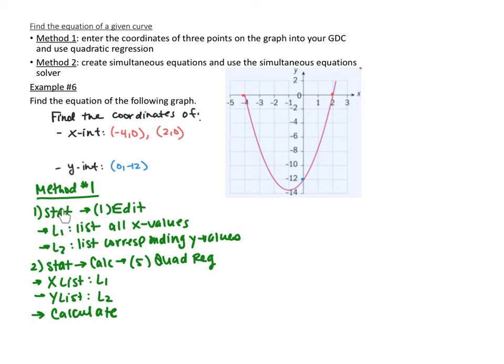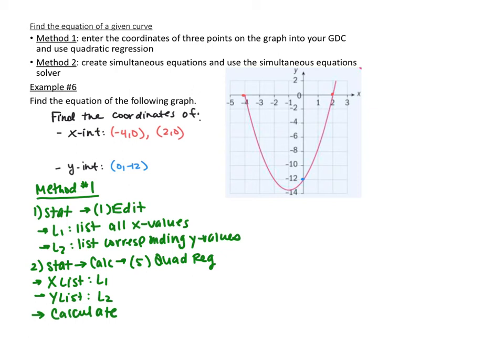So you're going to go into Stat, go to Edit, and in L1, you're going to list all of your x values, so -4, 2, and 0. And then in L2, you're going to list the corresponding y values. Make sure you match them up. So whatever line you have -4 on, the y value in list 2 should be 0; then 2 and 0; and 0 and -12. So you should have those 3 points.